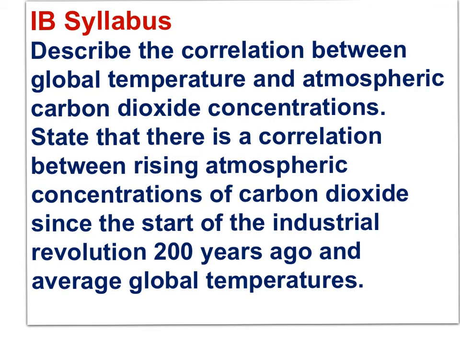So here is the important IB syllabus statement. Describe the correlation between global temperature and atmospheric carbon dioxide concentrations. State that there is a correlation between rising atmospheric concentrations of carbon dioxide since the start of the Industrial Revolution 200 years ago and average global temperatures.